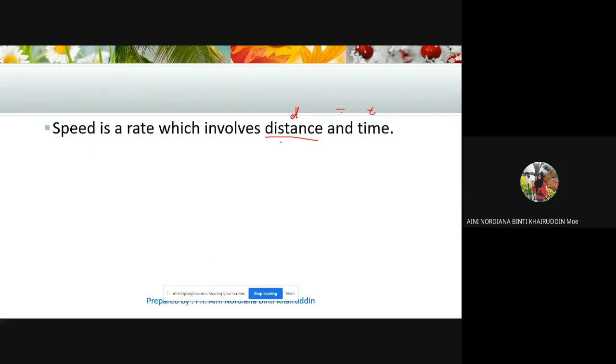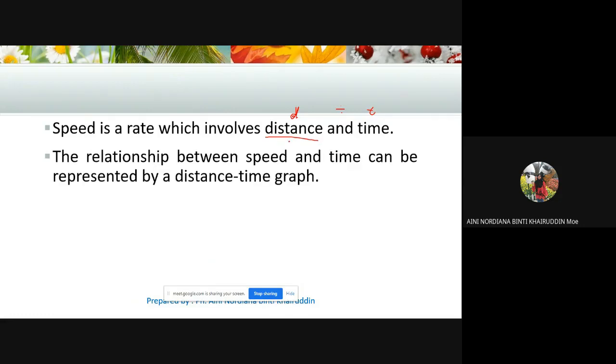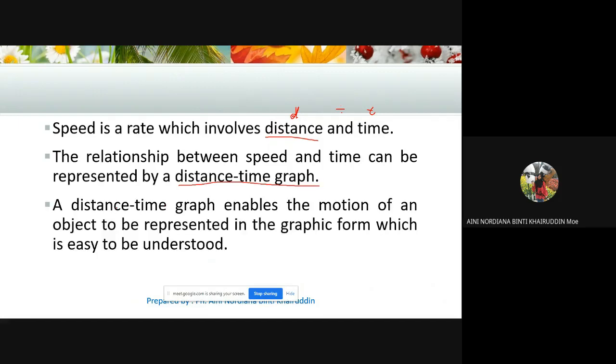Okay. The relationship between speed and time can be represented by a distance time graph. Okay. So a distance time graph enables the motion of an object to be represented in graphic form, which is easy to understand.